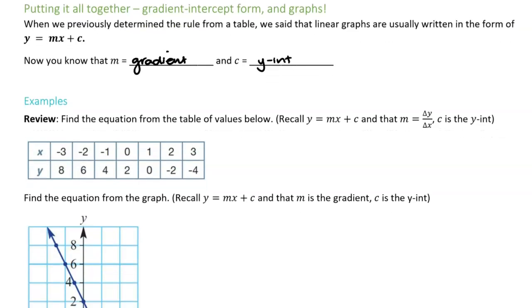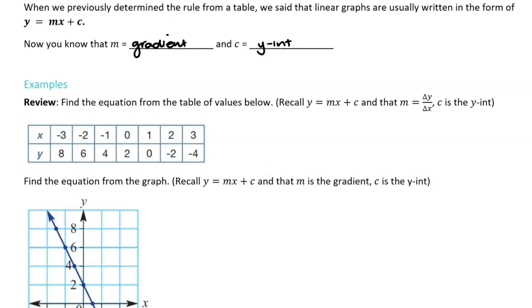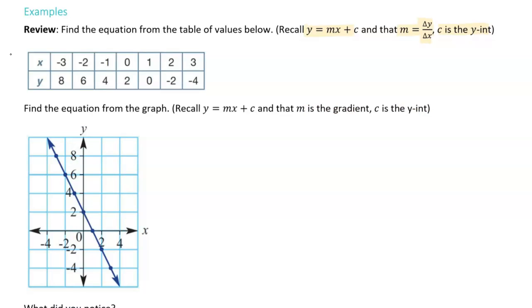Now we previously did finding the rule from tables, so let's do a nice bit of revision for that. We said that y equals mx plus c, and we said that m could be found by the change in y over the change in x. And we previously said c was the value that we needed to add on, or it was the y-intercept. So recall, we had to find out what x was going up or down by each time. So in this case, it's going up by 1, and that was equal to the change in x. That triangle is the Greek letter delta that represents change in.